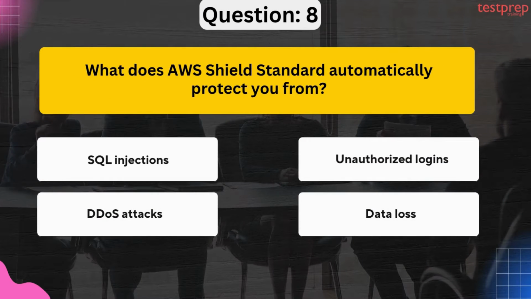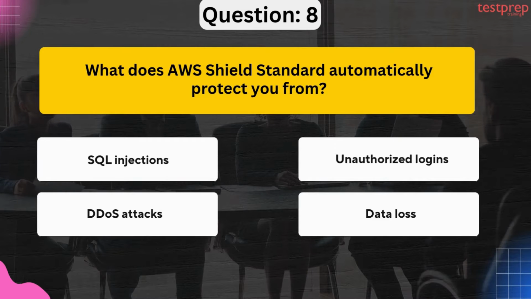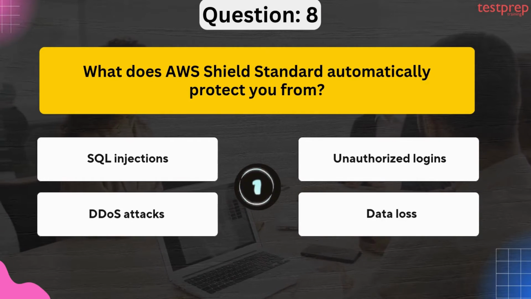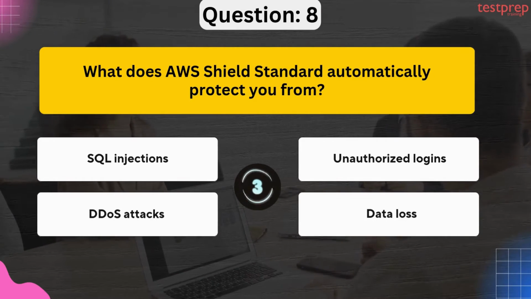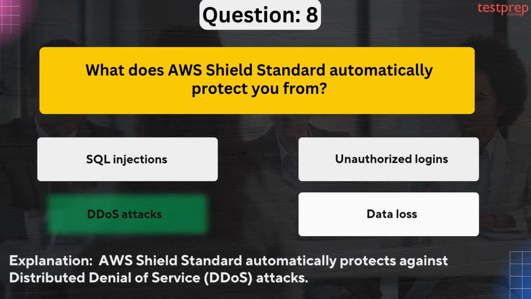Question 8. What does AWS Shield Standard automatically protect you from? The correct answer is DDoS attacks. AWS Shield Standard automatically protects against distributed denial of service (DDoS) attacks.